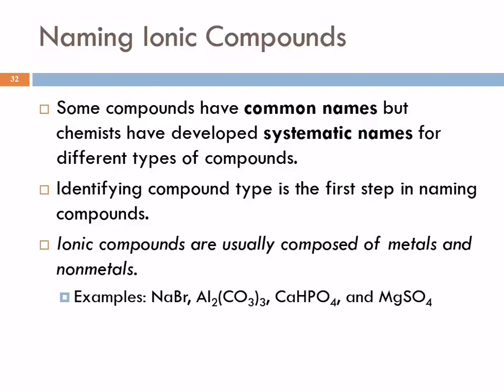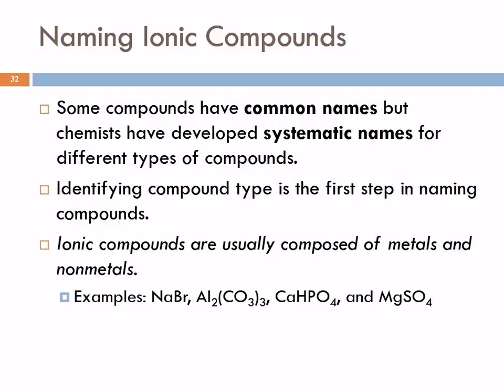So ionic compounds are generally composed of metals and nonmetals. There's always going to be a cation and an anion. And so the first thing we have to do is identify that it's an ionic compound. So we're looking for the metal-nonmetal, or that one exception with the ammonium. So if we look at these examples here, all of these have a metal first and then the nonmetal.